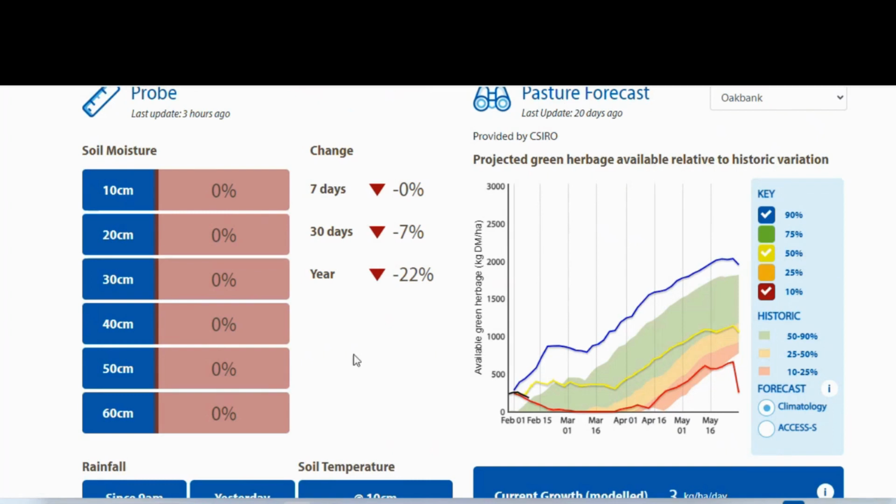One key thing is that this information does not drive this pasture forecast. This is driven separately to this. So if there's a breakdown in the probe or something goes wrong, people think, oh, therefore this is wrong because the probe isn't working. That's not the case. There is no transfer of information from this side to this side.